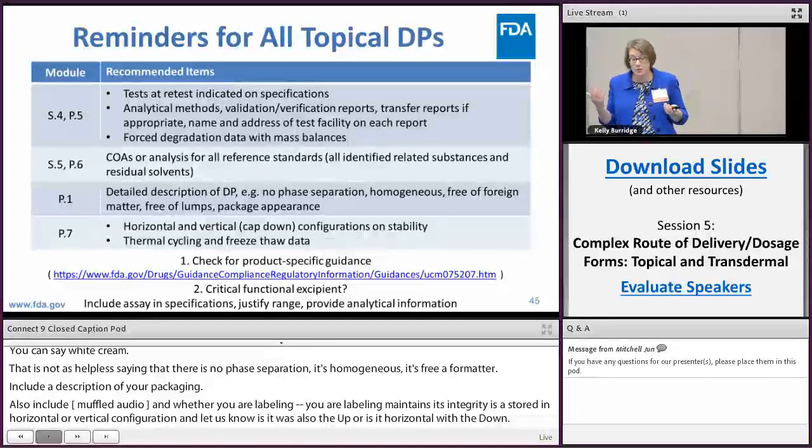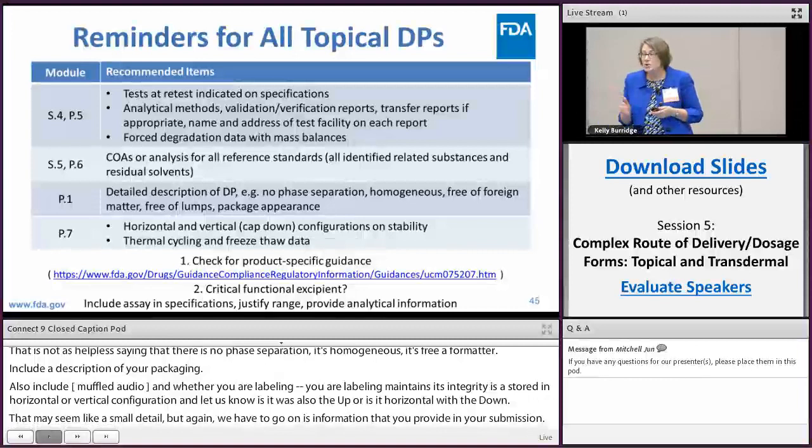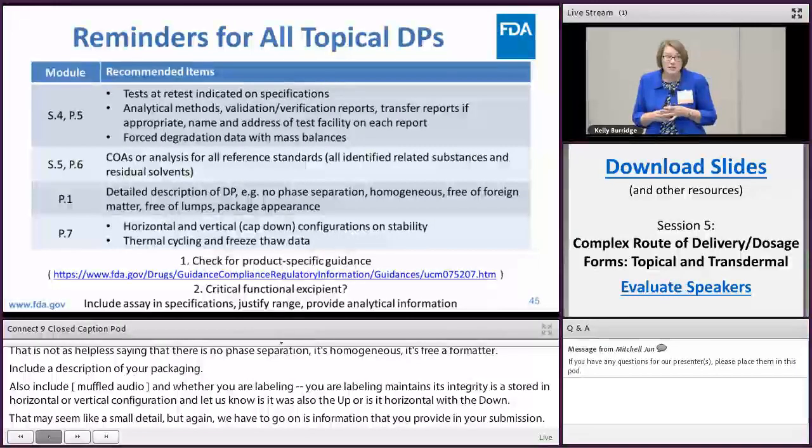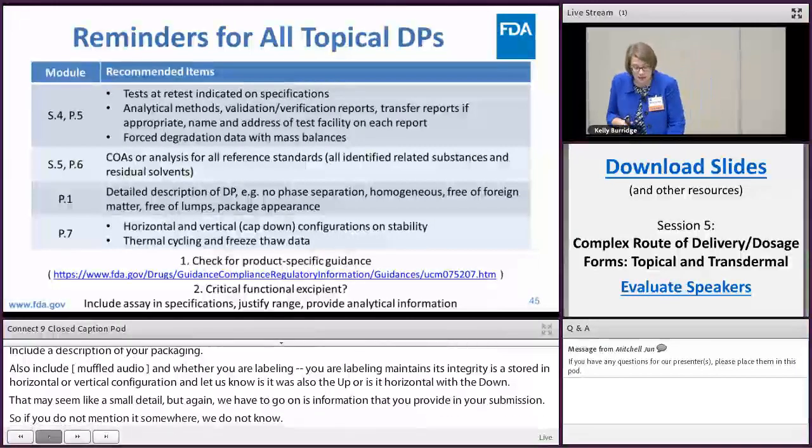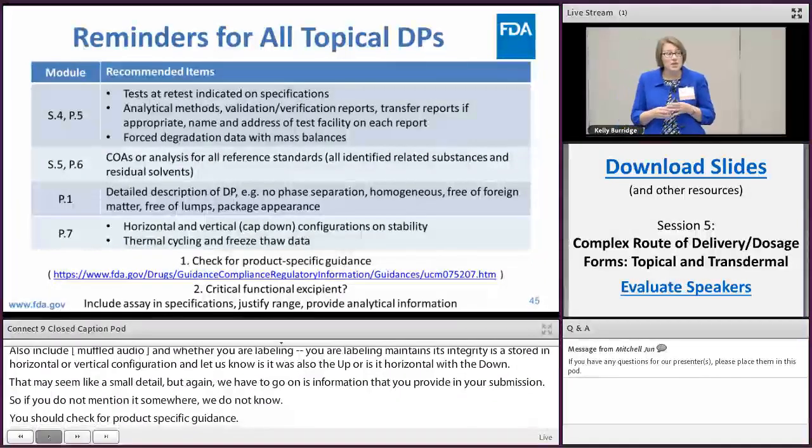As Priyanka mentioned, you want to check for a product-specific guidance. If you have a critical functional excipient in your formulation, such as a preservative or a penetration enhancer, remember to include an assay for that component in your specifications, justify your range, and provide us with the analytical method validation information.